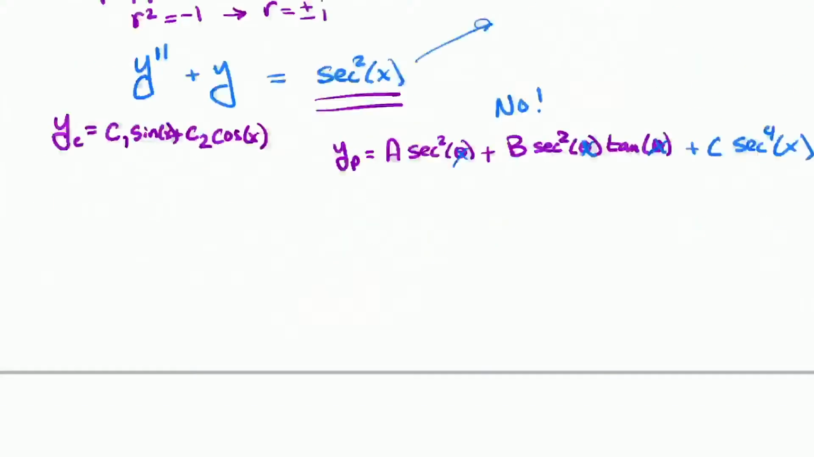By the way, here's another one, using the same basic start. y double prime plus y is 1 over x. Imagine what you're going to do with this. What does the particular solution look like?